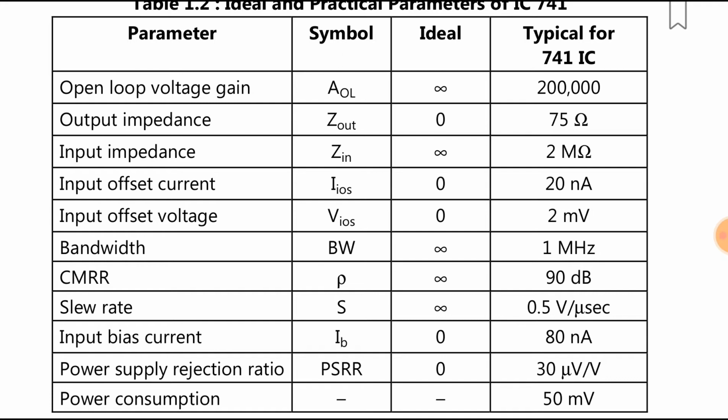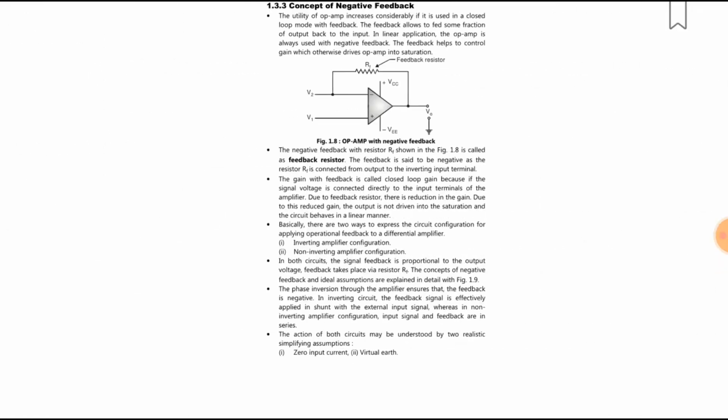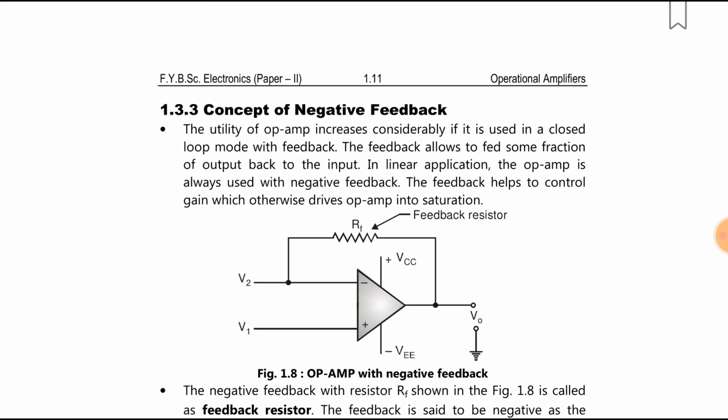So open loop gain is 2 lakhs. Output impedance is 75 ohm. Input impedance is 2 mega ohm. Input offset current is 29 ampere. Input offset voltage is 2 millivolt. Bandwidth is 1 megahertz. CMRR is 90 dB. Slew rate is 0.5 volts per microsecond. Input bias current is 80 nanoampere. Power supply rejection ratio is 30 microvolt per volt. And power consumption is 50 millivolts. Okay. So these are the standard values.